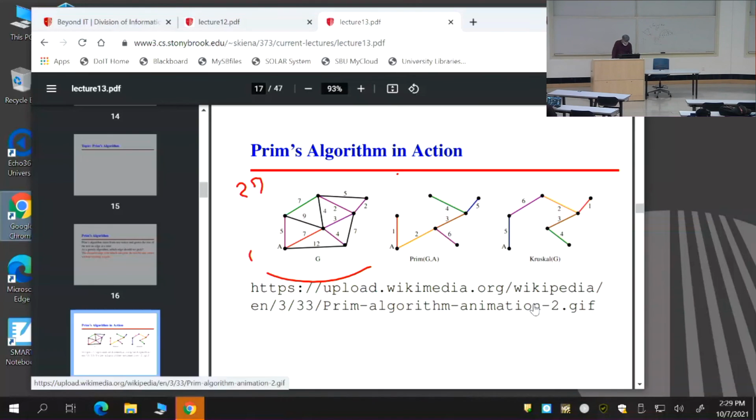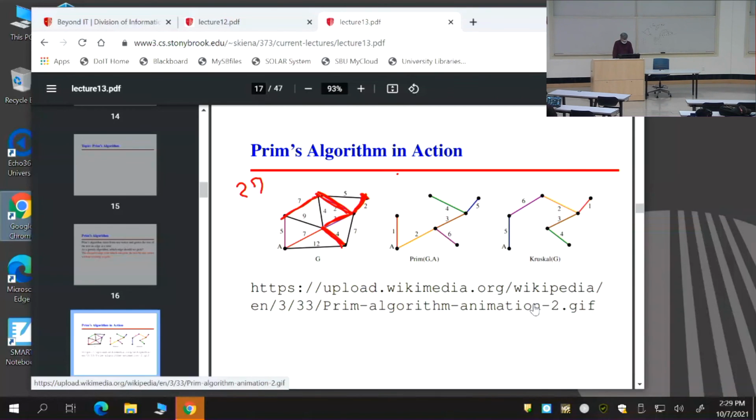What if I start doing my tree from here? Am I going to get the same tree? I don't know. What's the cheapest edge next to this thing? 2. What's the next cheapest edge? 2. What's the next cheapest edge? What's the next cheapest edge? 4. What's the next cheapest edge? 5 is not adjacent to this, is it?